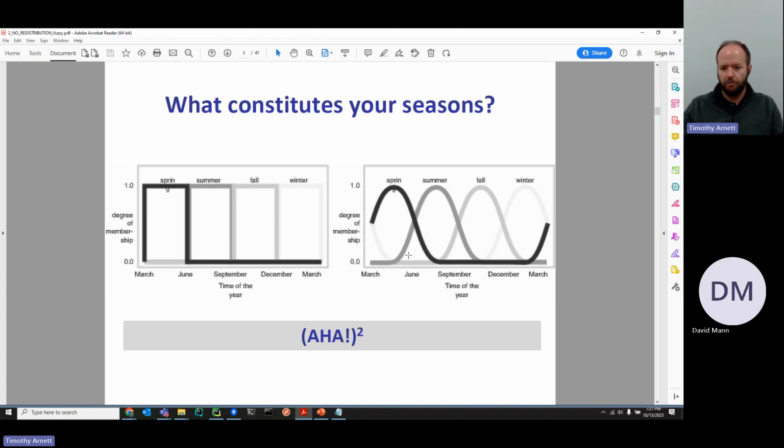And so we see the overlap of all the different seasons, and then you can use that to do information processing as well.